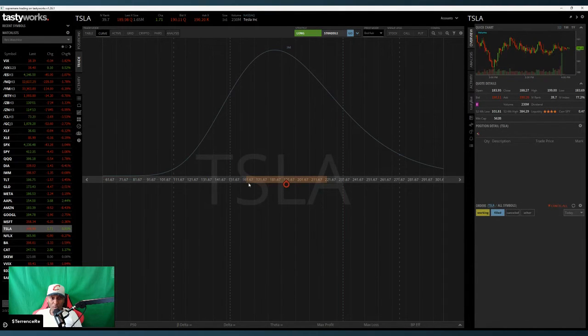Now the ruler part right here is the formula that TastyWorks uses to come up with their own expected move based upon the buying and selling of options on the option chain, and they have a proprietary way of how they figure that out. They have the math for it, or you can look it up. Now, this is one standard deviation.